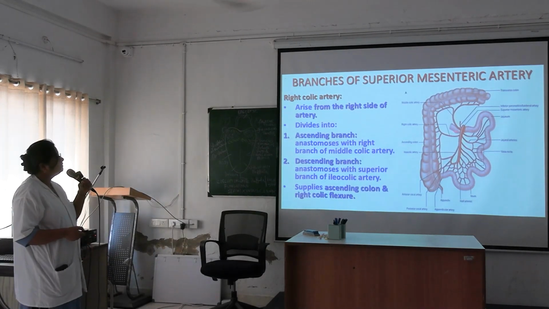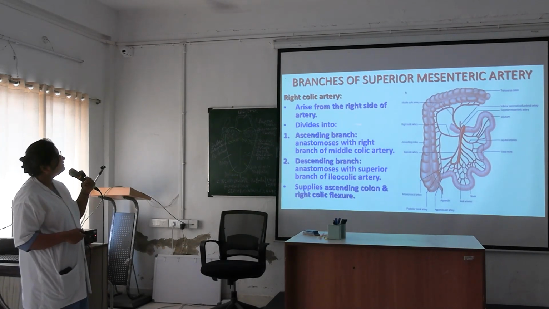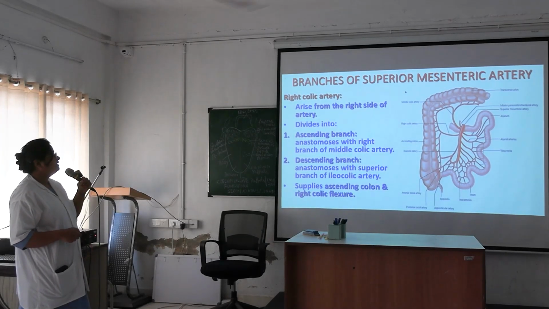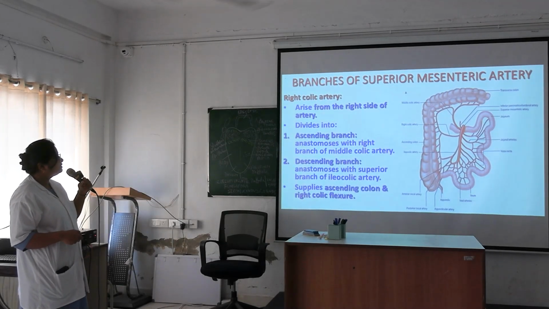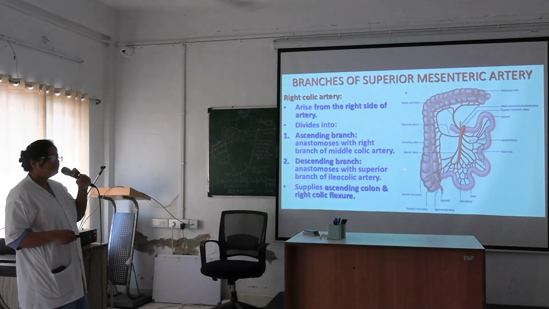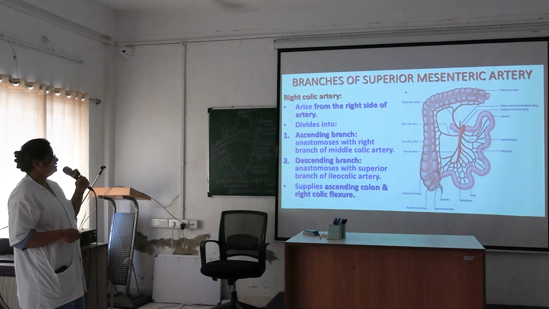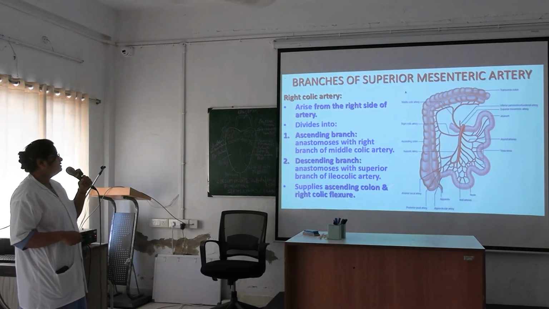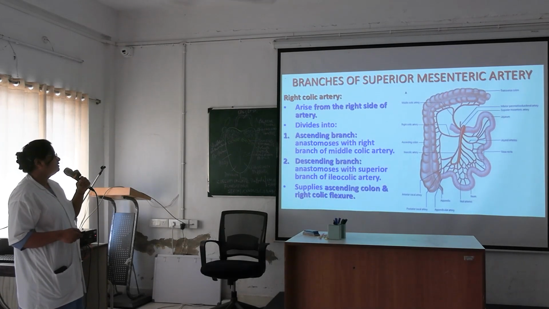Next we go to the right colic, arising from the right side of the artery, dividing into ascending branch and descending branch. The ascending branch anastomoses with the right branch of middle colic, and the descending branch anastomoses with the superior branch of ileocolic. It supplies the ascending colon and right colic flexure.